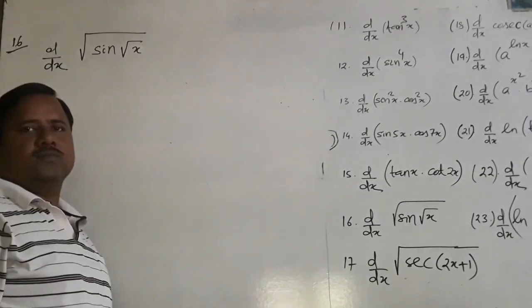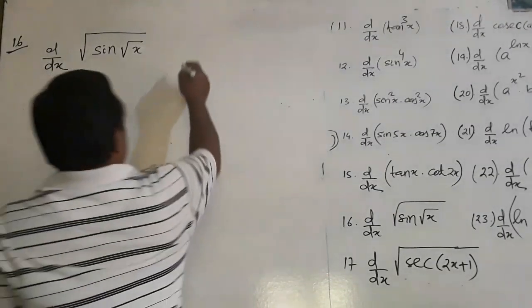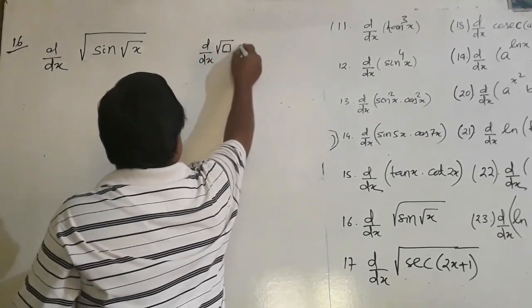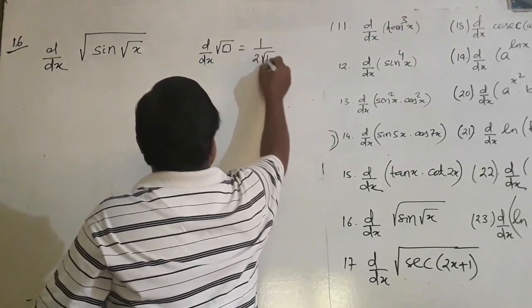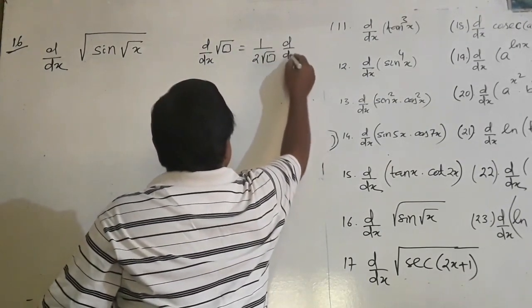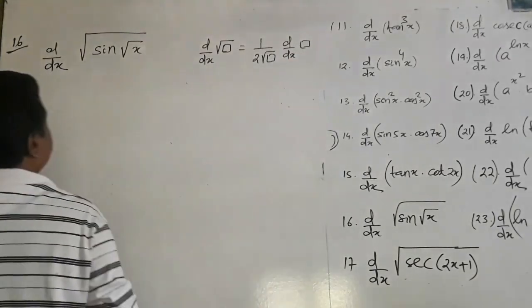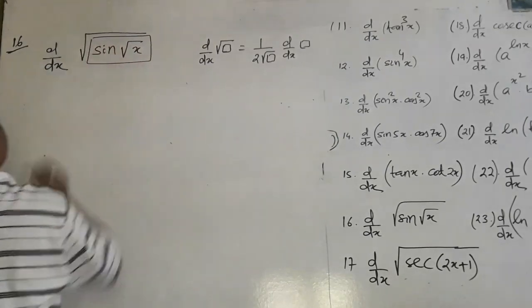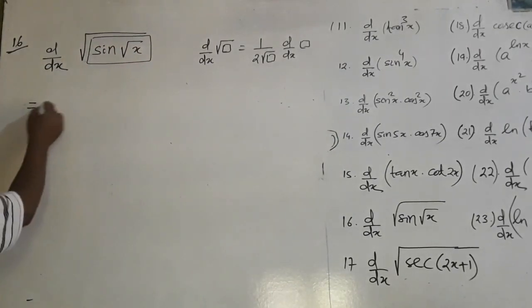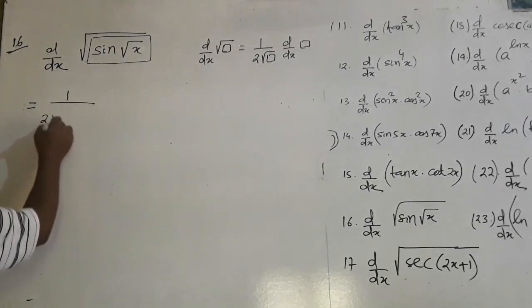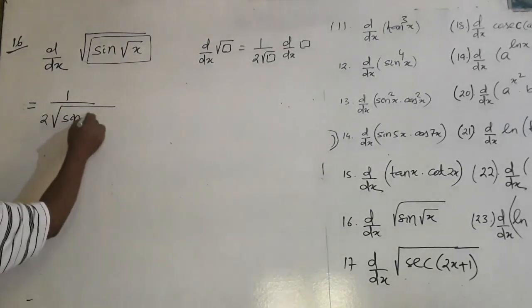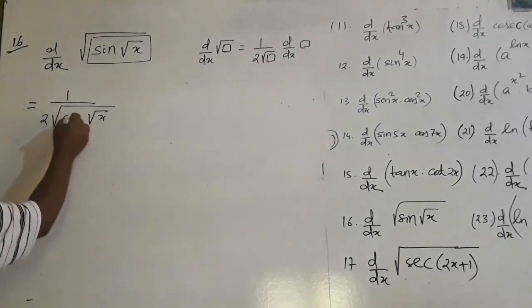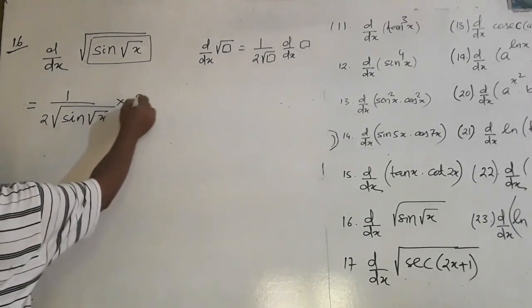Okay. Now look at this problem. You know the formula of d by dx of root of a box: it is comfortably 1 by 2 root of the box into d by dx of that box. So you put it in a box, sine root x, inside the box. What will be the answer? The answer is 1 by 2 root of sine root x into d by dx of sine root x.